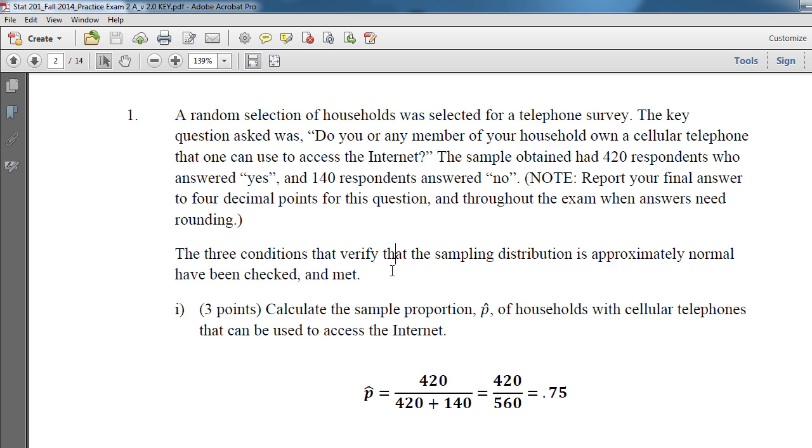Calculate the sample proportion p hat. p hat is the number of successes over the total number of trials. There are 420 successes over 560 trials. The trials are the total number of successes and failures as noted right here. Success doesn't mean we were successful in anything, it just means the yes, which we are interested in.